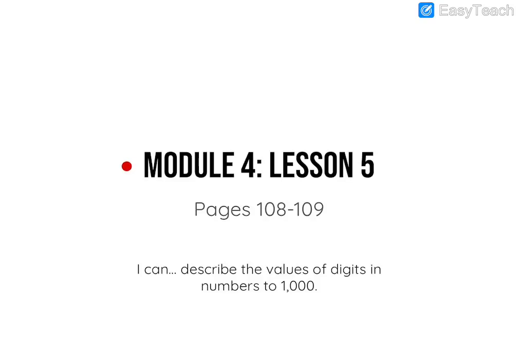Welcome to Module 4, Lesson 5. You're going to turn to page 108. In this lesson, our I can statement reads, I can describe the values of digits in numbers to 1,000. Before we were working to the hundreds place. Now we're going to expand that to the thousands place.